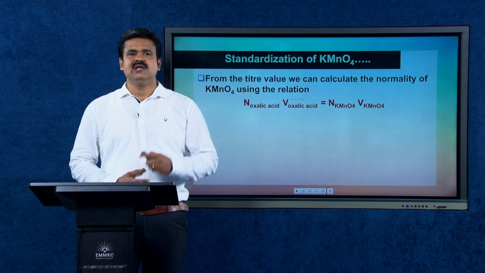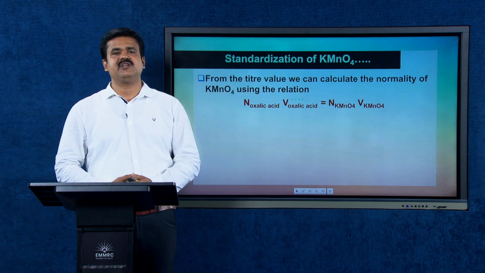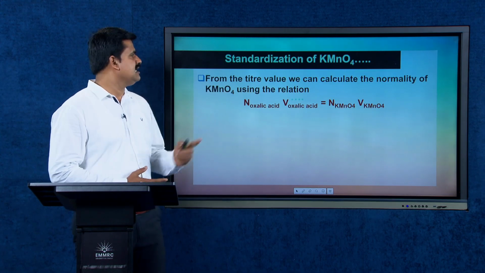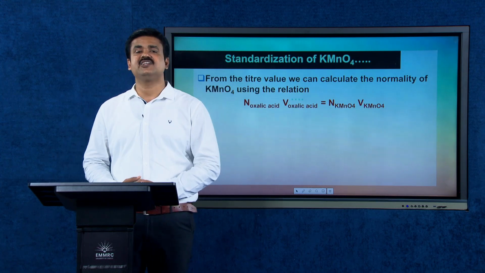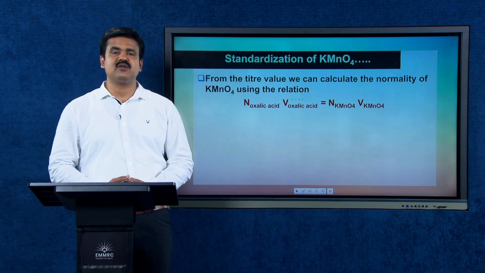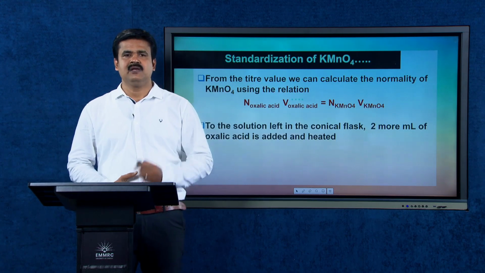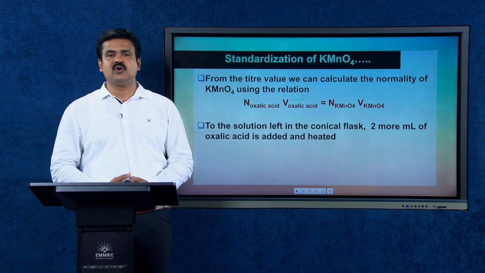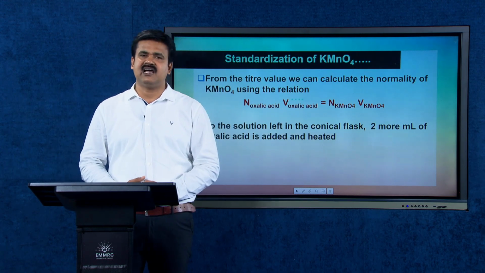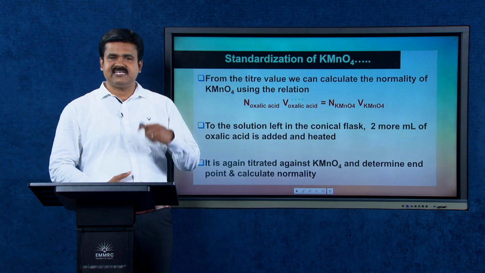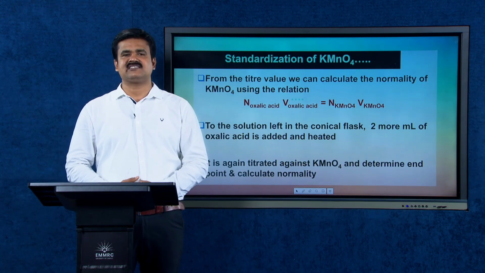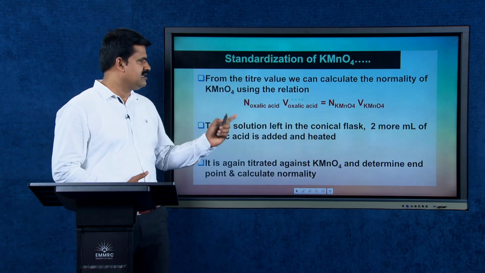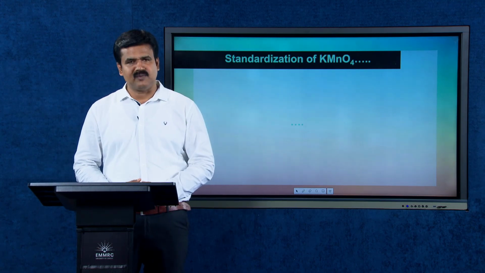Now, from the titer values, we can calculate the normality of KMnO4 using the relation N oxalic acid into V oxalic acid is equal to N KMnO4 into V KMnO4. To this solution left in the conical flask, add 2 more ml of oxalic acid and heat. It is then again titrated against KMnO4, the end point is determined and the normality calculated.